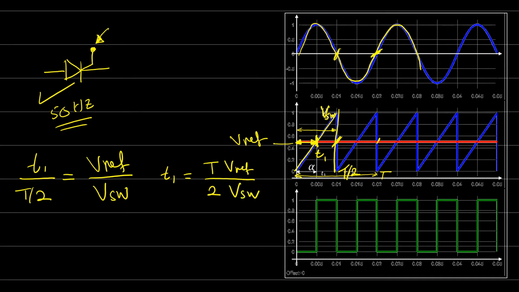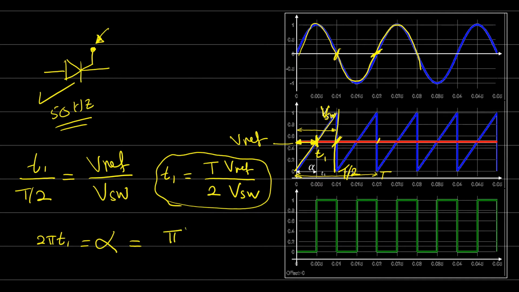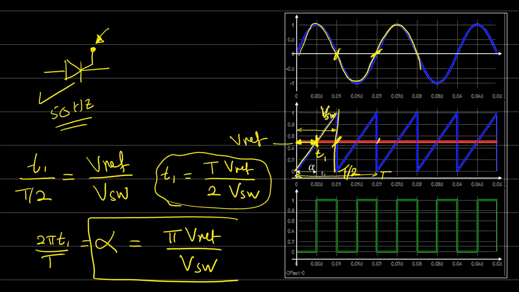And if we multiply this by 2 pi to get the angle, not the time, so 2 pi times T1, which is alpha, let's say, the firing angle, this will be how much? 2 pi, 2 will go with 2, so this will be pi times V reference over V sawtooth. So we have to divide by T, by the way, so this will be the firing angle, either using seconds or degrees, no problems.